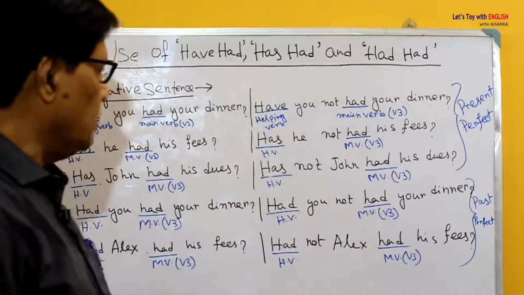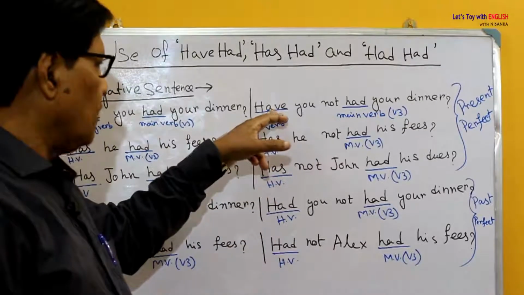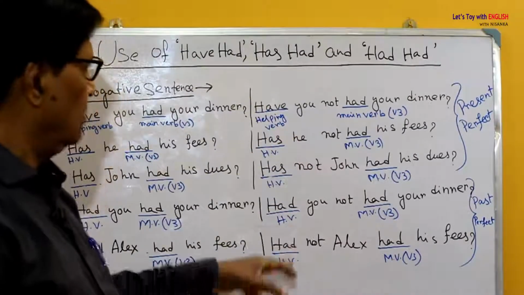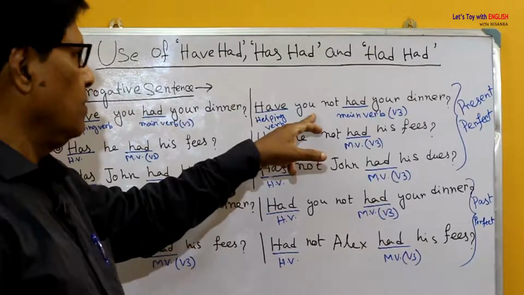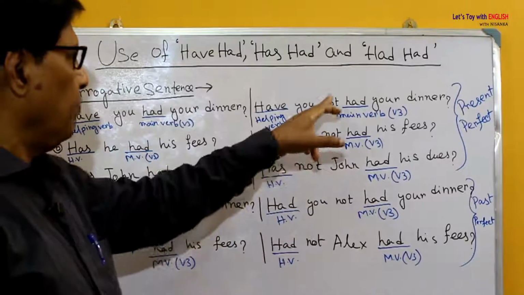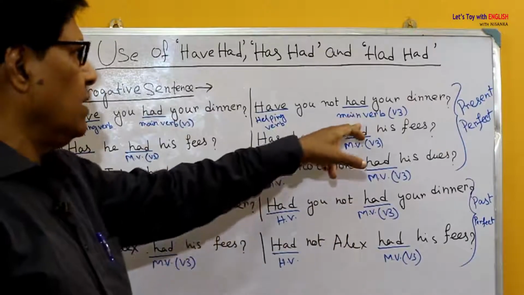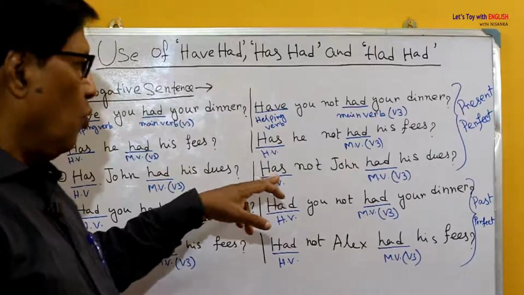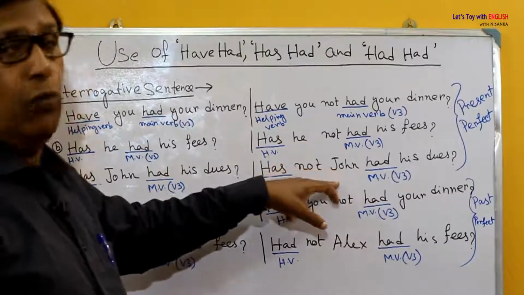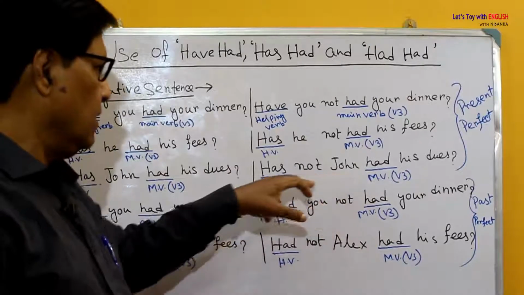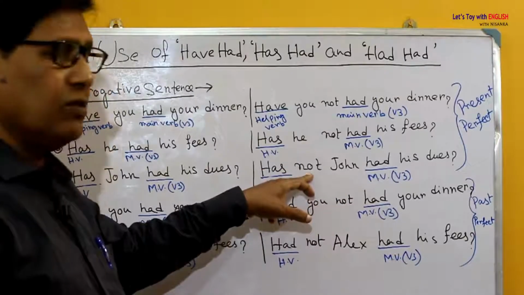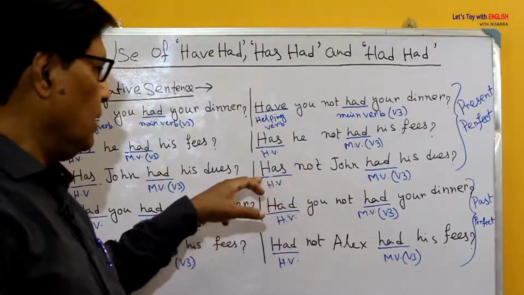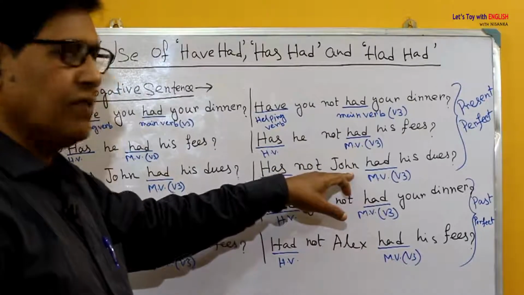Then what should be the formation? First of all, the helping verb, have, has, had. Then if it is a pronoun, the pronoun will come. Then not, the negative sense. Then the main verb in third form. Then the object. Now, when the subject is a noun, then this very word not, the negative sense, will be placed in between the helping verb has and the subject itself.